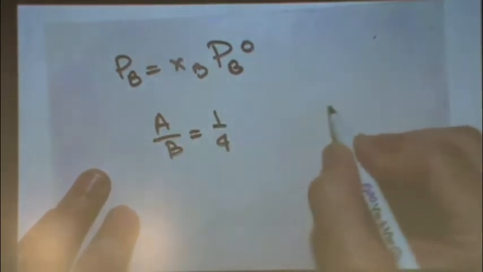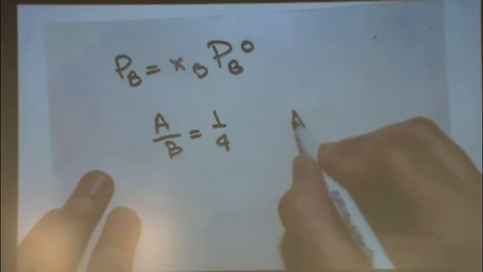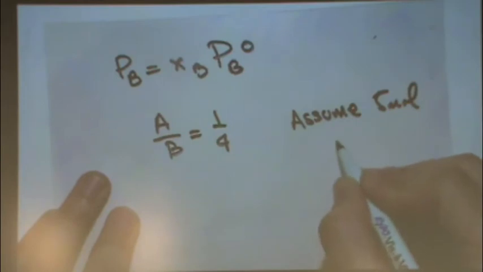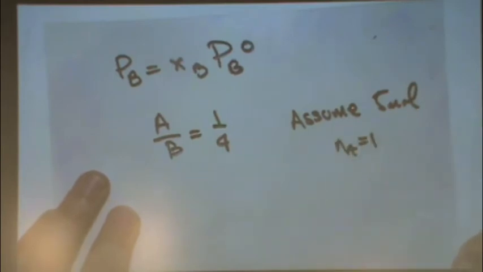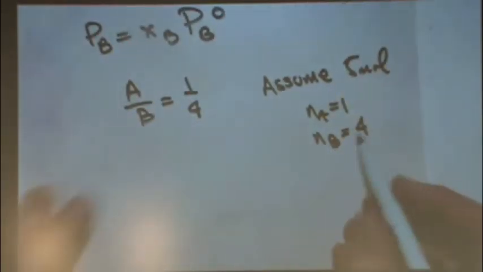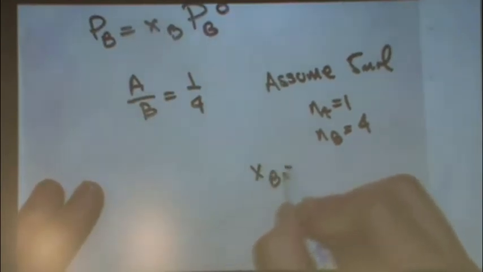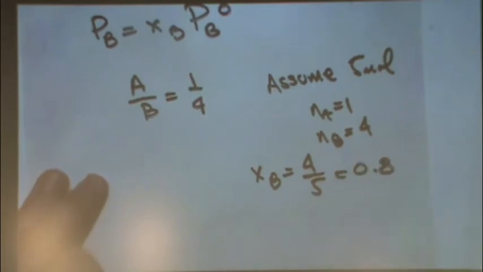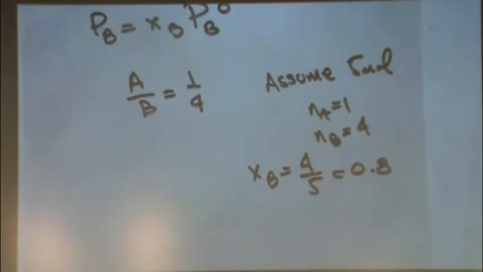So that means, let's say we assume 5 moles, then the moles of A is 1, and the moles of B is 4, right? Because they're in a 1 to 4 ratio. So you could use this to find the mole fraction. XB would just be 4 over 5, or 0.8. And then you just need the pure pressure, and let's see if we have that. We know the A pure pressure.